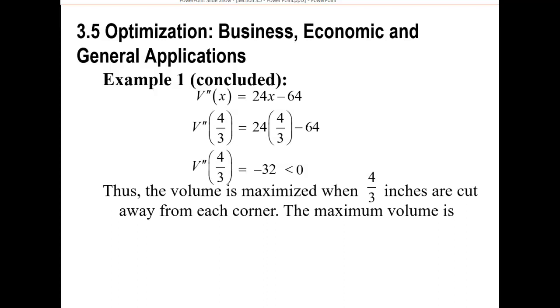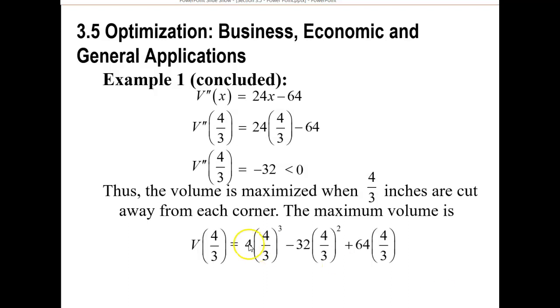So the volume is maximized when 4/3 inches are cut away from each corner, and the maximum volume is whatever I get for the volume function that I wrote the equation for by plugging in that critical value. So that would simplify to 37 25/7 cubic inches.